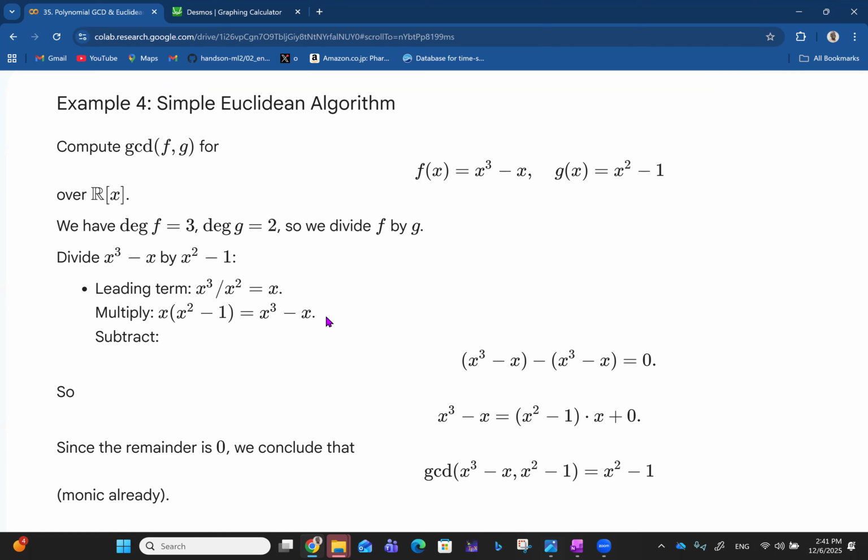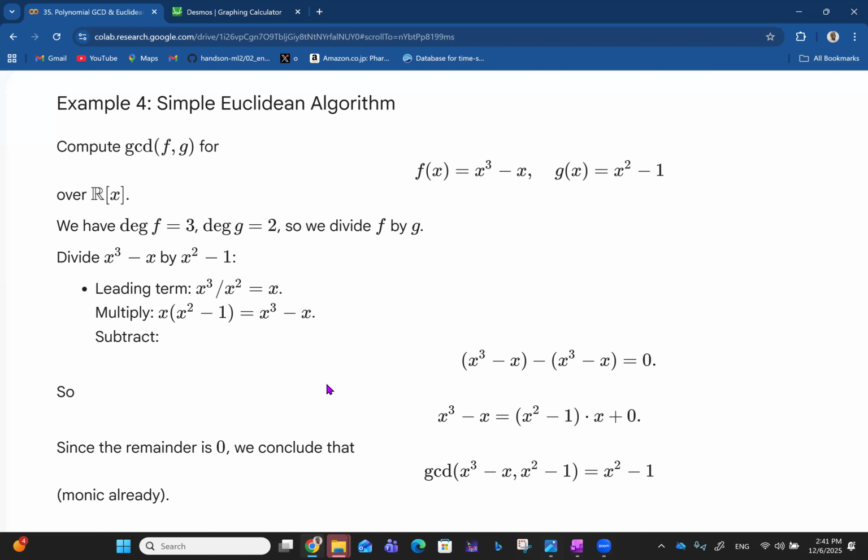That will be x cubed minus x, and so finally you have x cubed minus x minus x cubed minus x equals 0. So x cubed minus x is x squared minus 1 times x plus 0. So the remainder is 0. We conclude that the GCD of x cubed minus x and x squared minus 1 is x squared minus 1, and it is monic already, since the coefficient of x squared is 1.